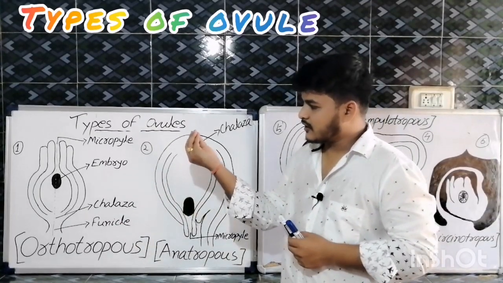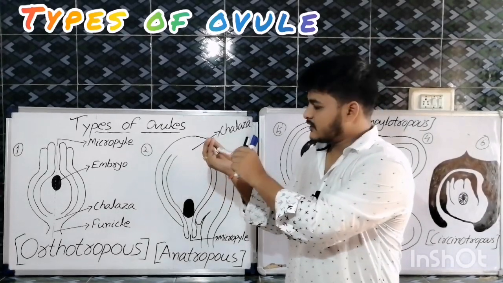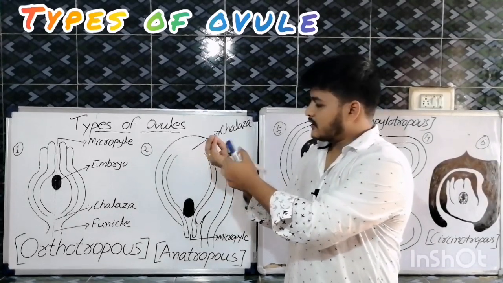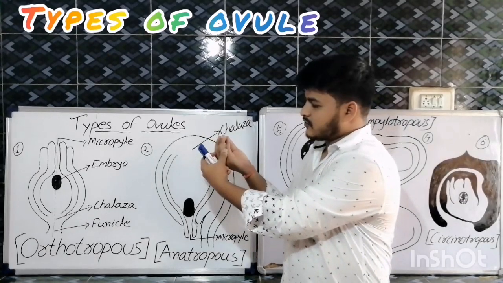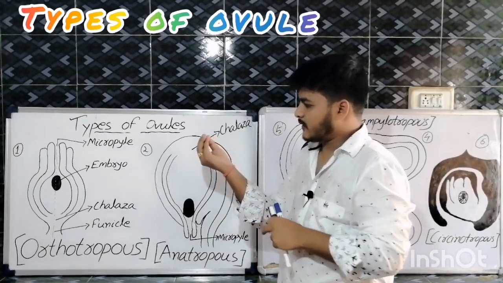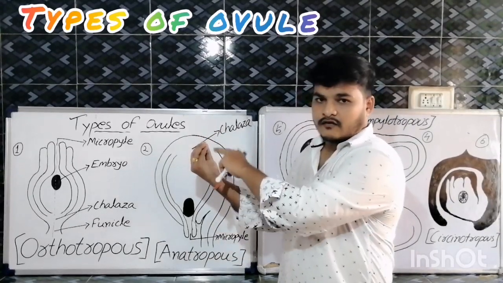That means the structure looks like this. This is your micropylar end, that means the mouth end. This is the embryo, and these are the integuments. If you take an example, these are the integuments, this is the micropylar end, and this is the funicle. That means it is the attachment point, and it is an upright structure.